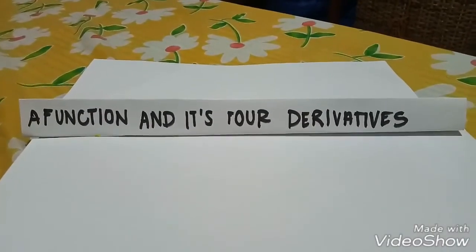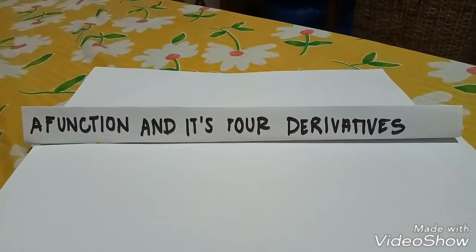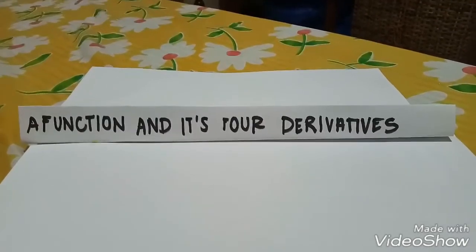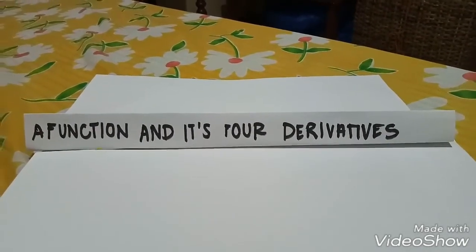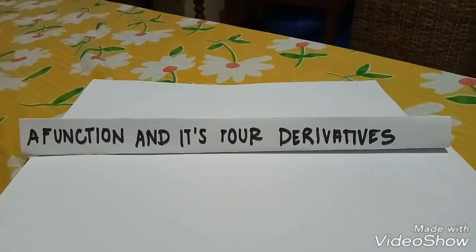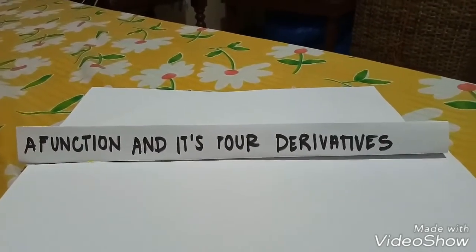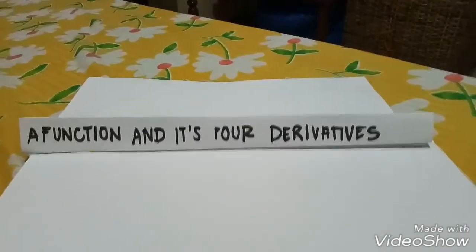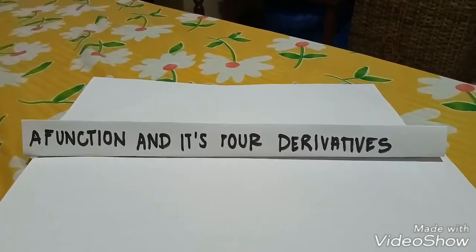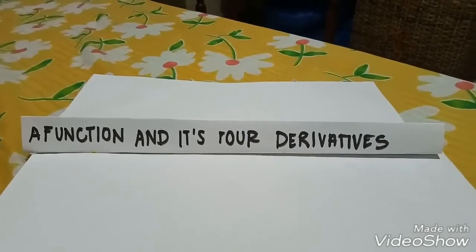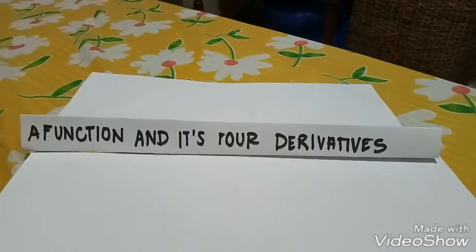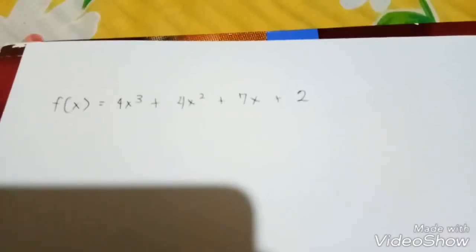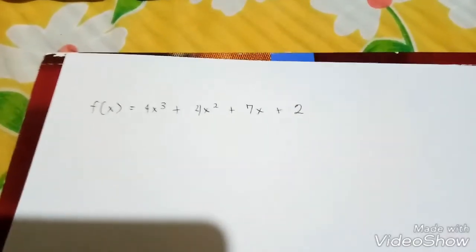About a function and its four derivatives. In watching this, you have already tackled all about the other derivatives like constant rule, product rule, chain rule, quotient rule, constant times the function, sum and difference, like that. So, asking for four derivatives in a function, I'm going to give you an example. So watch this. Ta-da! This is the example.